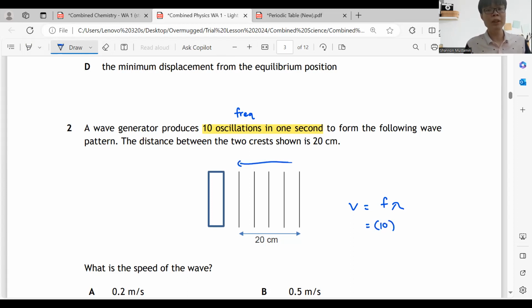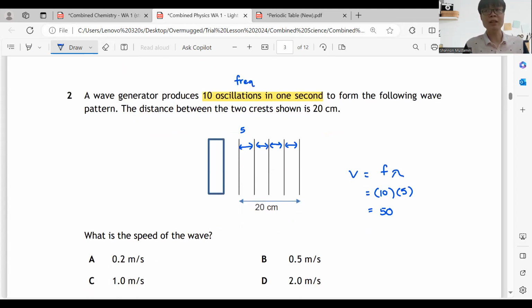From here to here is 20. One wavelength is how much? Remember, one wavelength is this. There are 4 gaps, so 20 divided by 4. Then the answer doesn't match. Why? You don't notice anything? Whenever you are doing calculations in physics, watch the units. You are in cm, the answer is in meters. To convert, you divide by 100. So if you see your answer is very similar already, maybe it's a matter of unit conversion.